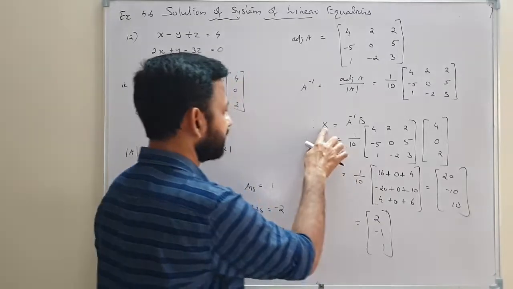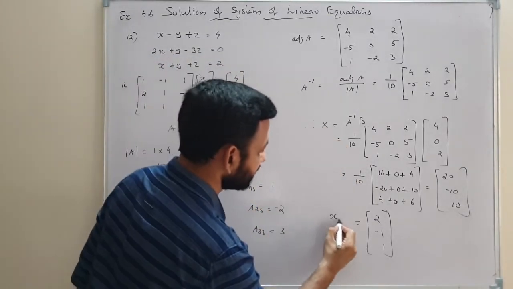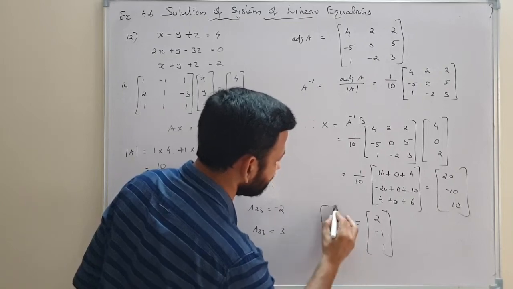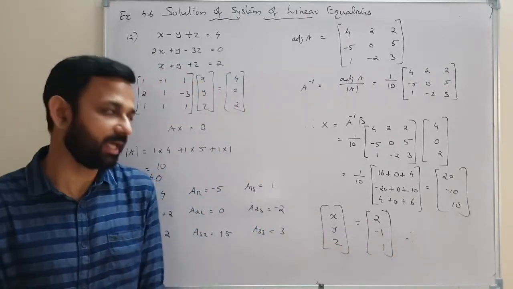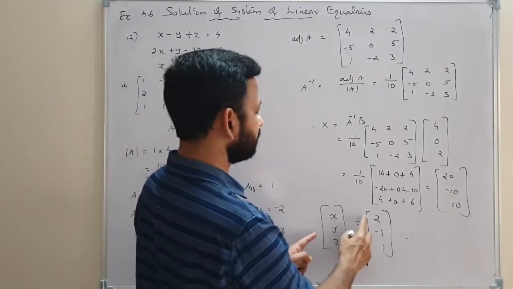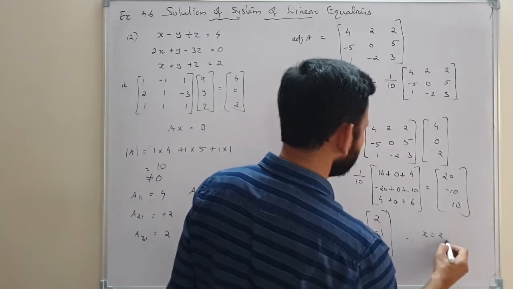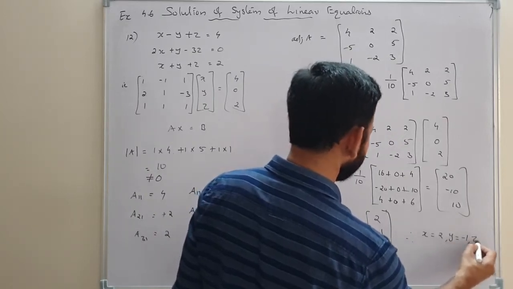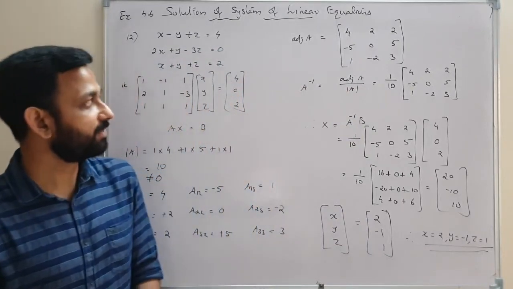And here x, that is column matrix, x is this one. So x, y, z equal to that column matrix. So now we can equate the corresponding elements. Therefore x is equal to 2, y is equal to minus 1, and z is equal to 1. So that is the solution of the system of linear equations.